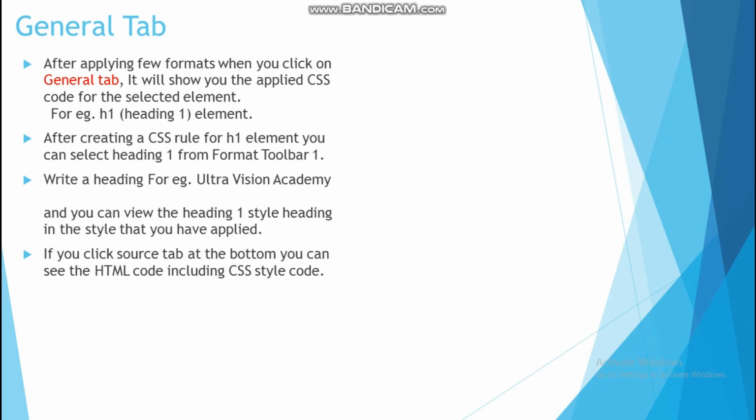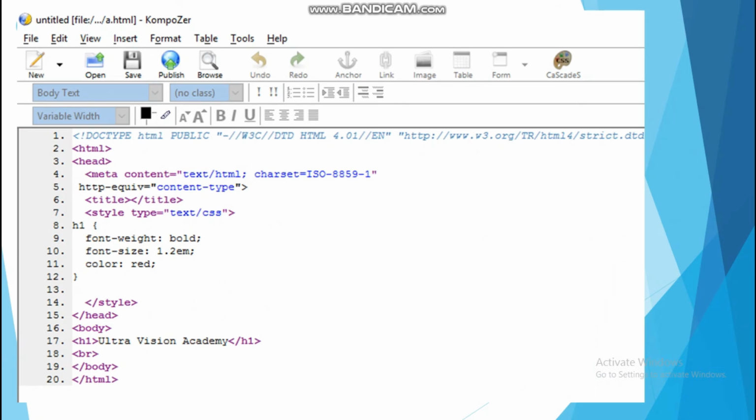If you click on the Source tab at the bottom, you can see the HTML code including CSS style code. So this is HTML code including CSS. You can see the entire program of HTML is written in between the html and /html tags. Inside html and /html there are two different parts, the head part and the body part. You can see the head part is written in between the head tag and /head tag. In the same way, the body part is written in between the body tag and /body tag.